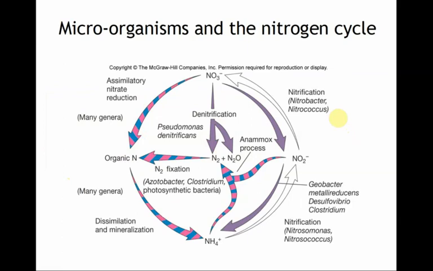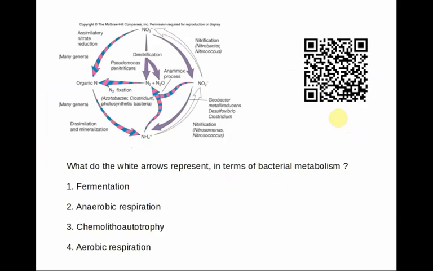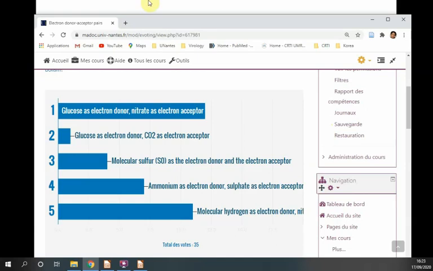Now, in order to understand this, I'd like to ask you this question here, okay? Because you have to try and figure out what arrow represents what process. So have a look at the white arrows and tell me what they mean.